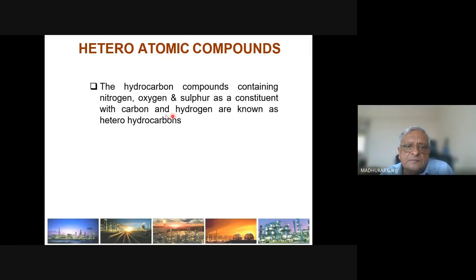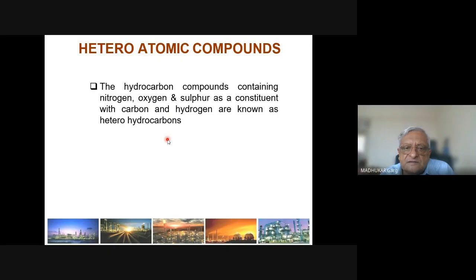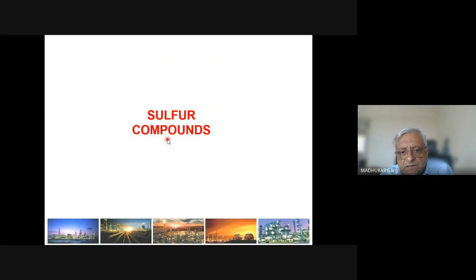These heteroatom compounds containing nitrogen as a constituent are known as heterohydrocarbons. So basically, amongst the impurities, if you look at sulfur, nitrogen, and oxygen, they are not present as free elements. They are always present in the form of a hydrocarbon. And so these are called heterohydrocarbons because you have a molecule which is other than carbon and hydrogen present there. So we come to the first discussion of sulfur compounds.